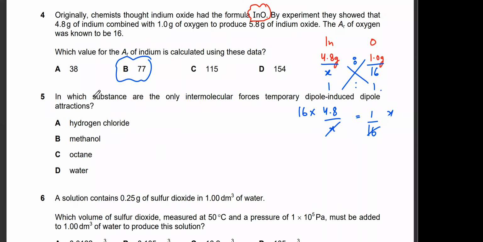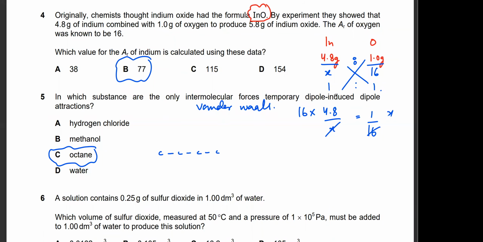Yes, sir. In which substance are the only intermolecular forces temporary dipole, induced dipole attraction? So every molecule has van der Waals forces. Remember, he's talking about van der Waals forces. Every molecule has van der Waals forces, but only the nonpolar molecules are the ones. See, carbon and hydrogen, remember, have the same electronegativity.